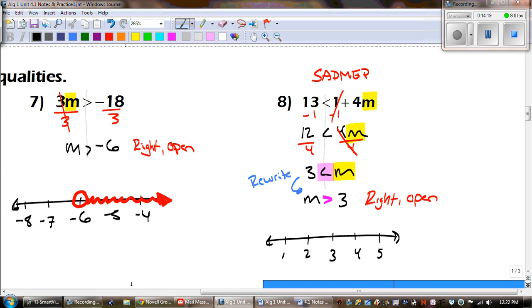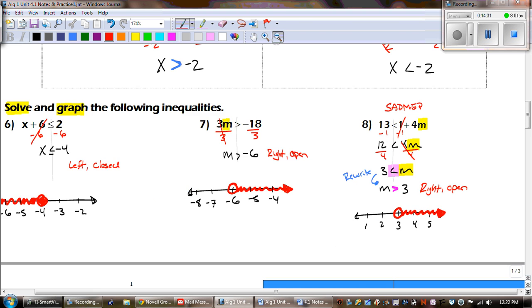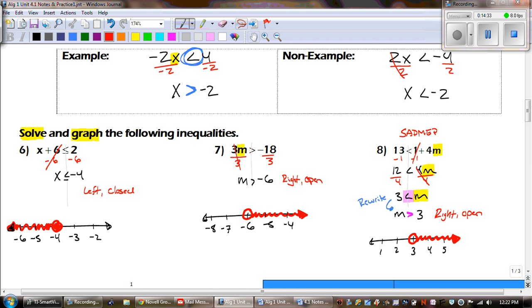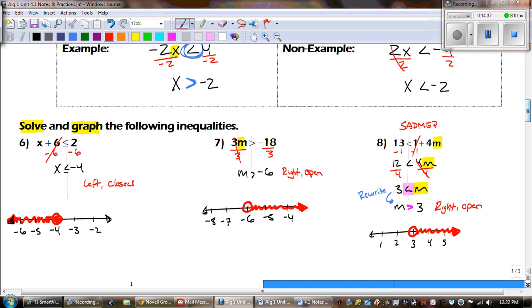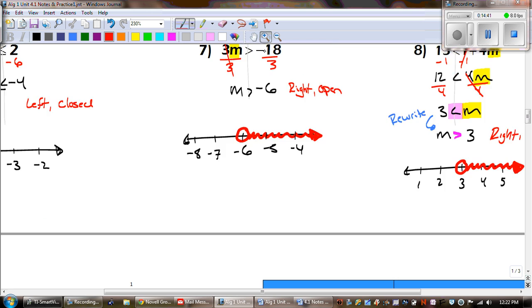Two numbers above and 2 numbers below, open, and I shade to the right. Okay, any questions so far? Hopefully you guys are doing okay. All right, starting with number 9.